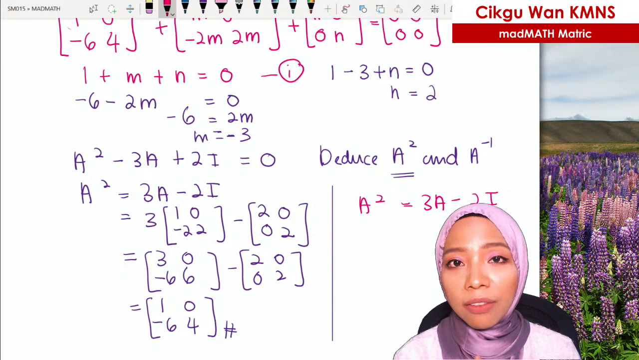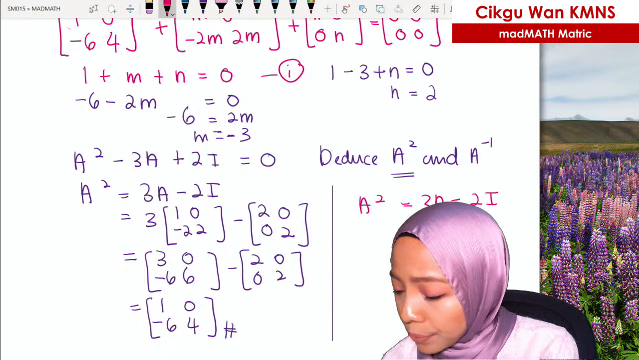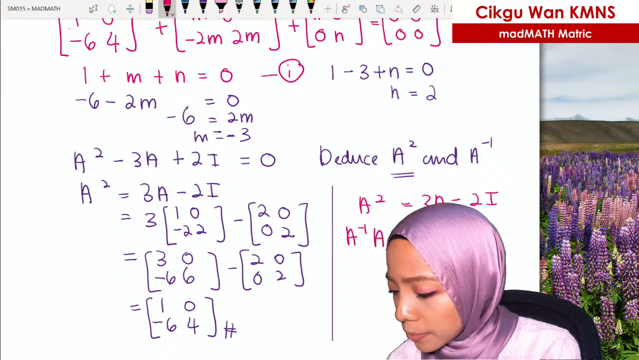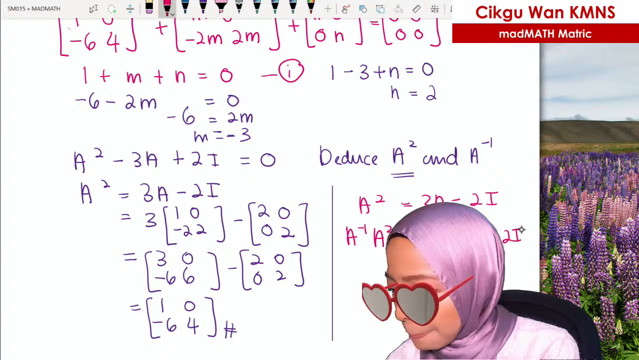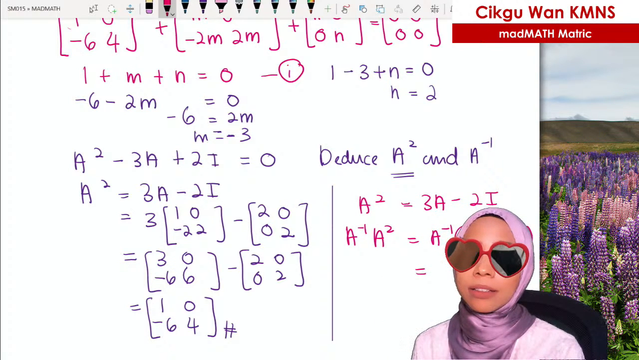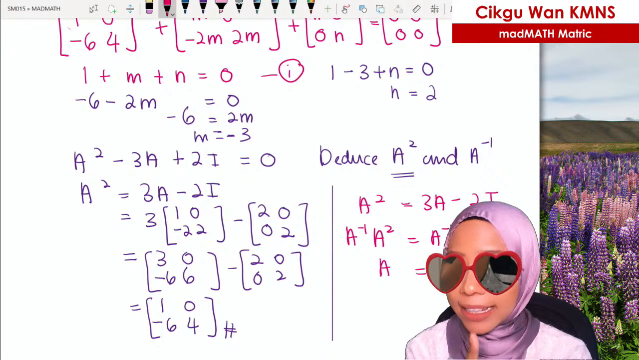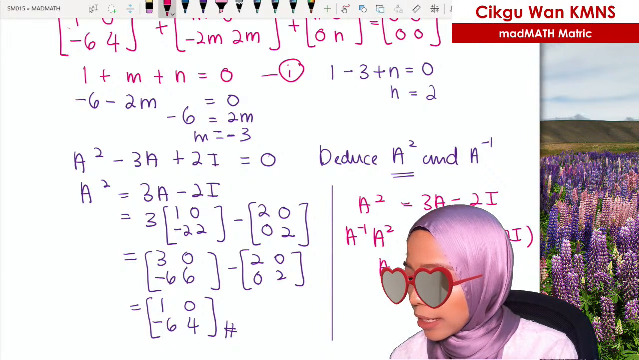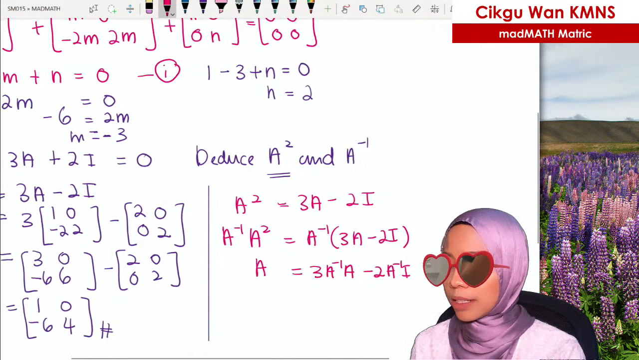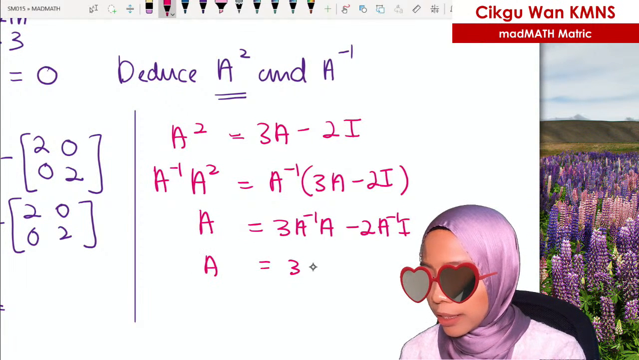Okay, question 1 A inverse. So if the question 1 A inverse, we multiply left and right hand side with A inverse. So the remaining that left now is, okay, A inverse darab dengan A, tinggal identity. Identity darab dengan A, we get A. Okay, and then 3A inverse A, 2A inverse identity. I zoom in sikit kat sini. Okay, what we have here is A 3 identity.